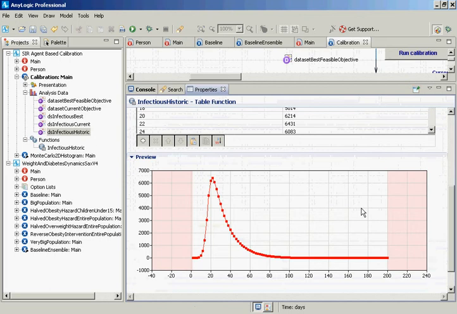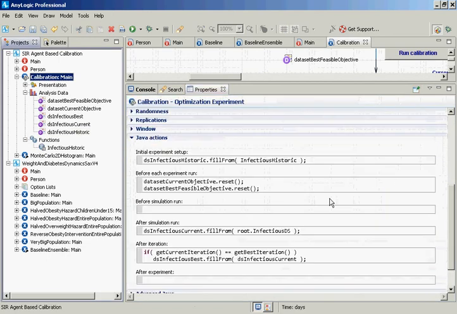And you'll notice there are these data sets here, including something called DS infectious historic. Let's now look at how this calibration experiment works. And we'll see that it has many features of what we've been seeing in the parameter variation experiment. Does anyone recognize this line? What is that doing? Just resetting the data that it would otherwise accumulate, right? Does anyone recognize this line, after simulation run? What is that doing?